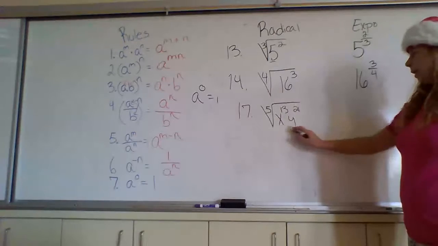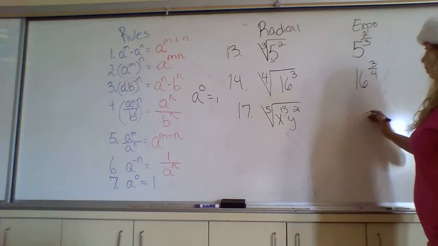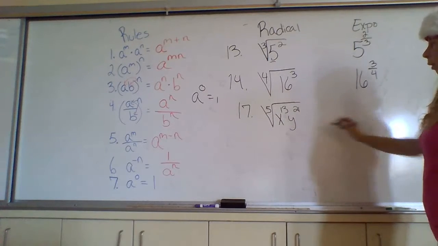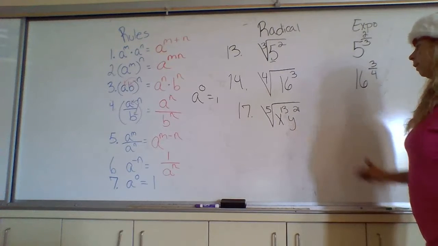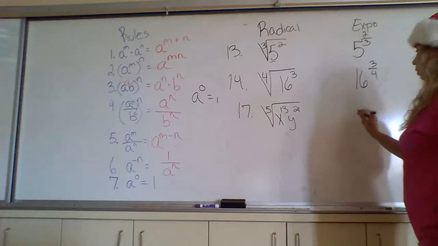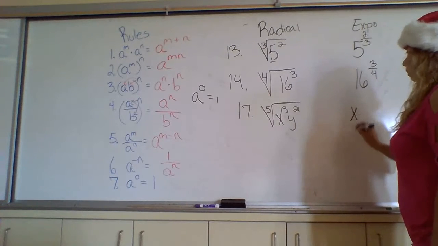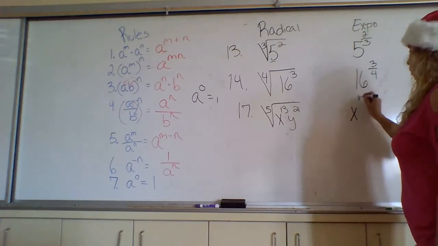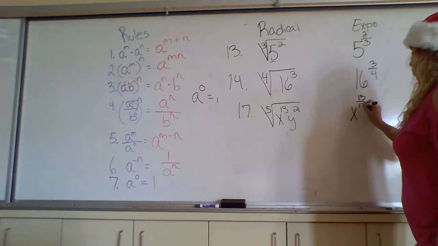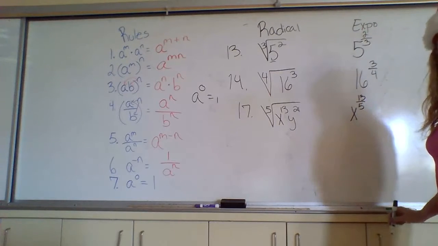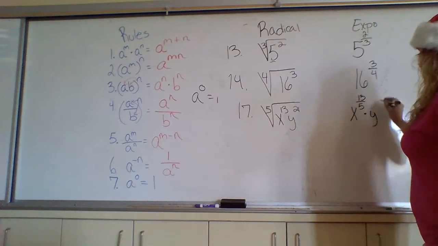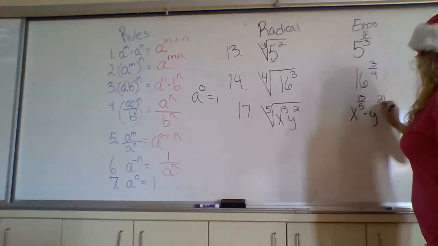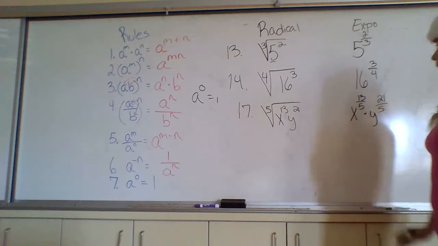Now you have two bases. So you're going to have two bases over here. You cannot combine these together. The bases are different. You can't combine x and y. They're two different numbers. So we'll do x first. So x is raised to the 13th power, and then we're taking the fifth root. Okay, and then y is raised to the 21st power, and we're taking the fifth root. So you would leave your answer like that.